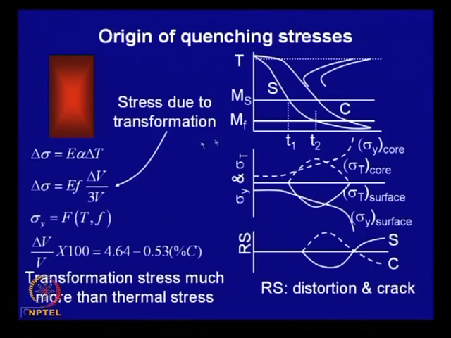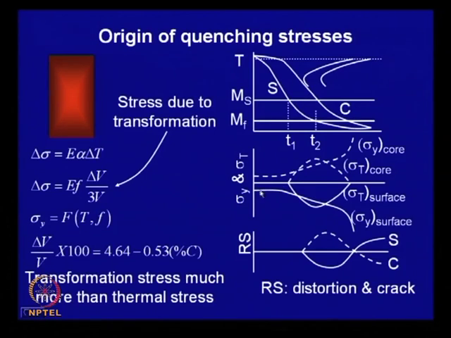And this slide explains the origin of these stresses during quenching. E is the Young's modulus, alpha is the coefficient of thermal expansion, and delta T is the temperature difference between surface and core. As it cools down, the thermal stresses will also go on changing, but the material strength also changes: at higher temperature the material strength is low.